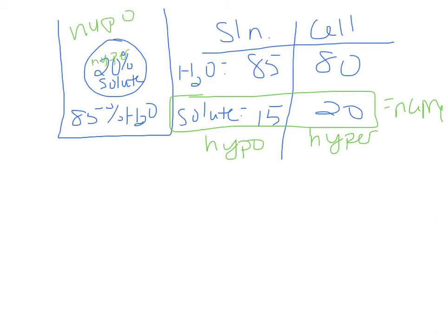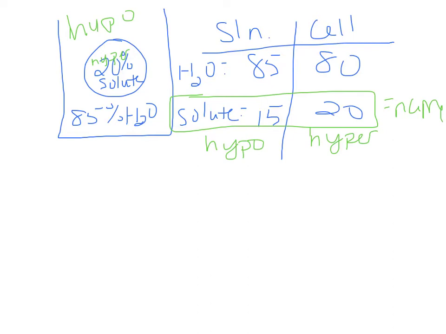I know in the past you've tried to memorize which direction the water moves in both of these. If you've drawn your chart here, water flows from high to low. Remember, that's what osmosis is. It's a type of diffusion, and in diffusion things flow from high to low.